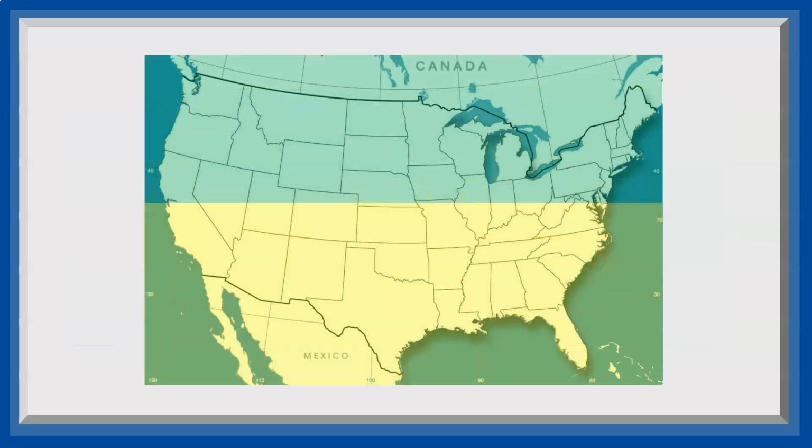This is the United States. The yellow part of the United States is almost always warm. The green part of the United States is moderate. This means that it is sometimes warm and sometimes cold.